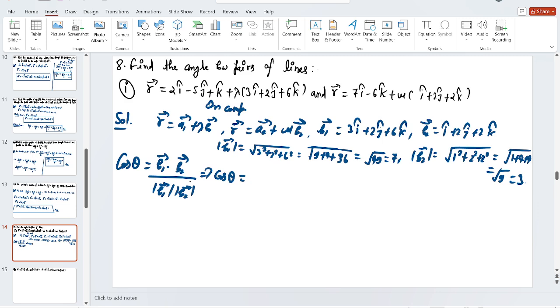Okay. So b1 dot b2, what? Taking the dot product of b1 and b2 here: 3 into 1 becomes 3, 2 into 2 becomes 4, and 6 into 2 becomes 12.